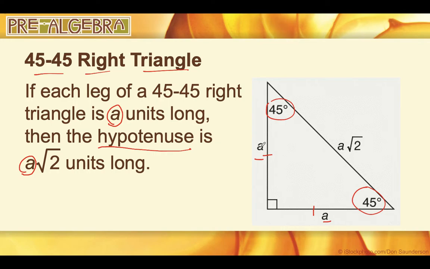This will only work if it's a 45, 45, 90 triangle. If I know what this side is, then I can find this other side too, and I can take that numerical value and multiply it by the square root of 2, and it will give me my hypotenuse. Or vice versa. If I know what the hypotenuse is, then I can divide by A, and I can get the other answer too.